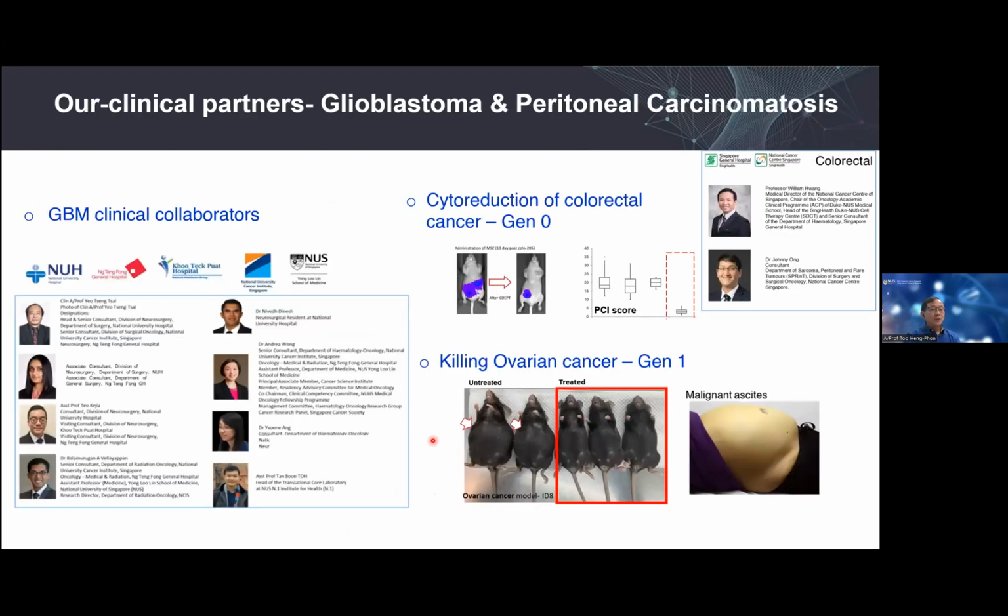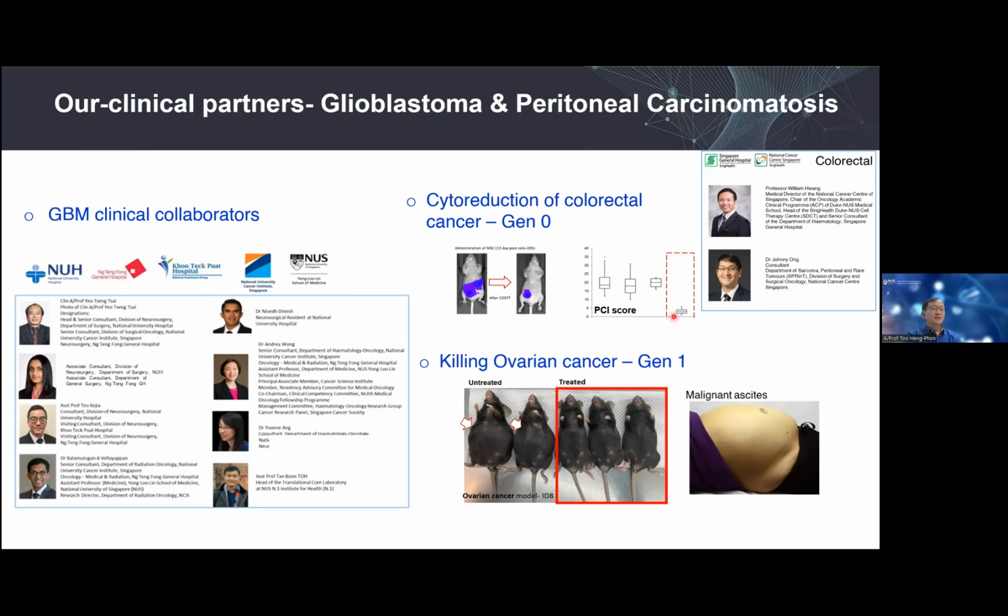So where are we going today is this. We are forming consortiums now. We have clinical collaborators for GBM. Professor Singh from NUH is working with us. And we have assembled a team for brain tumor studies. And then with William Huang from SGH and Johnny Ong, we have worked with them on Gen 0 and Gen 1.